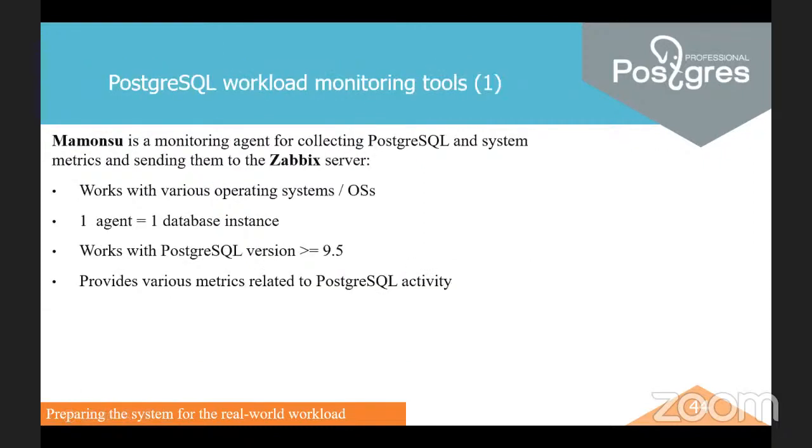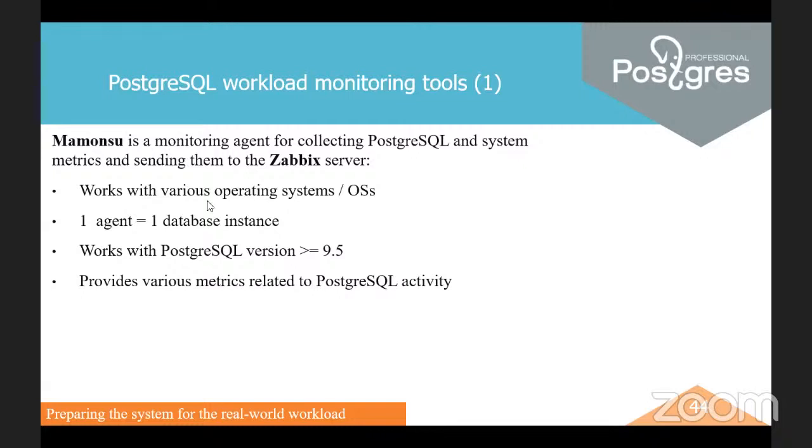And when Postgres monitoring is concerned, we recommend to use Mamonsu and Zabbix Agent 2. Mamonsu is a monitoring agent for collecting Postgres and system metrics and sending them to the Zabbix server. Mamonsu has been developed in our company, and it works with various operating systems. One agent can collect metrics from one database instance. Mamonsu works with Postgres starting with version 9.5, and it also provides various metrics related to Postgres activity.